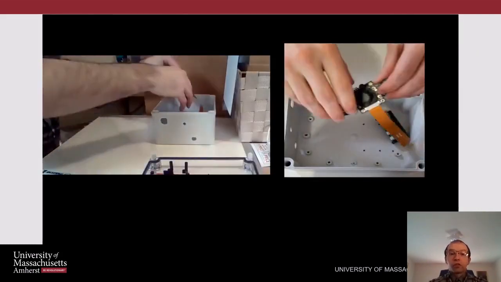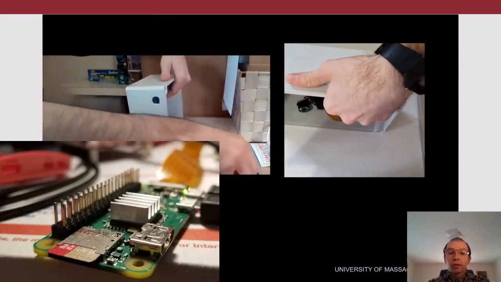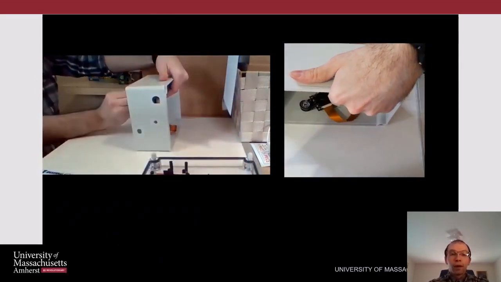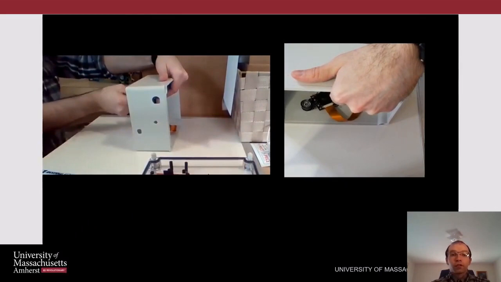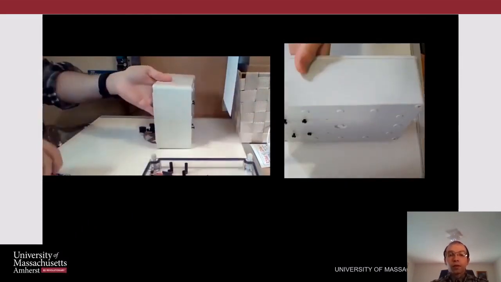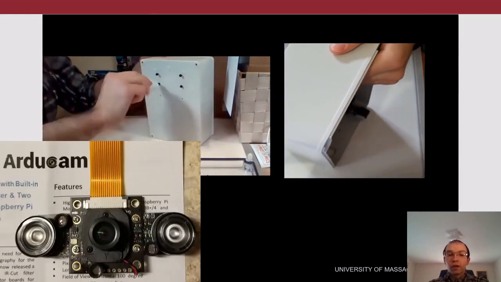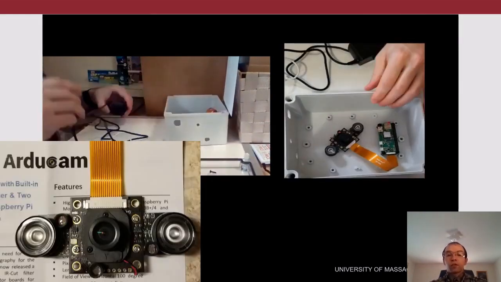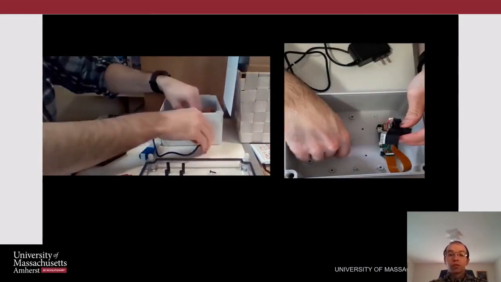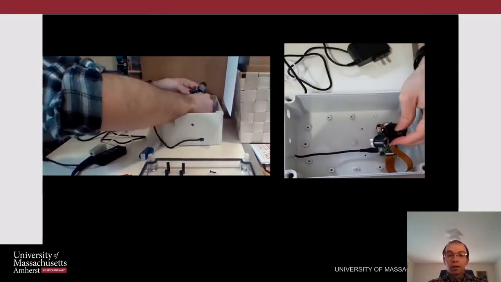This data collection instrument is built around a Raspberry Pi Zero, which is a single board computer. A single board computer can do all the things that your computer can do, just maybe not quite so quickly. Attached to the Raspberry Pi Zero is an ArduCam day-night camera. This camera records in the visible light spectrum during the day and in infrared at night.